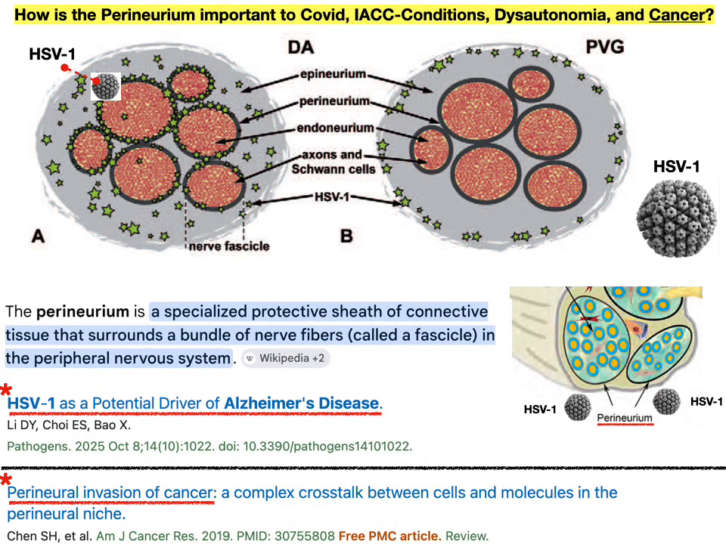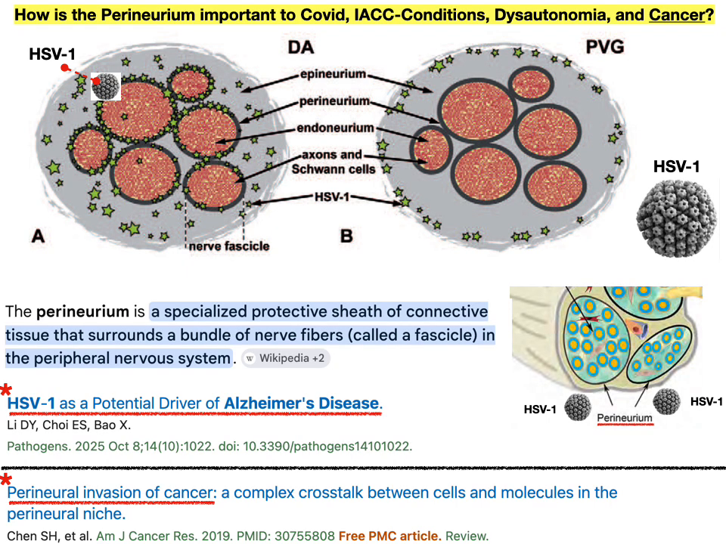So in general, how is the perineurium important to COVID, IAC conditions, including long COVID, dysautonomia, and cancer? We need to understand these various tissue compartments of nerves, how they're impacted by viral pathogens and their toxins, as well as the inflammatory reactions that take place when immune cells infiltrate the nerve.